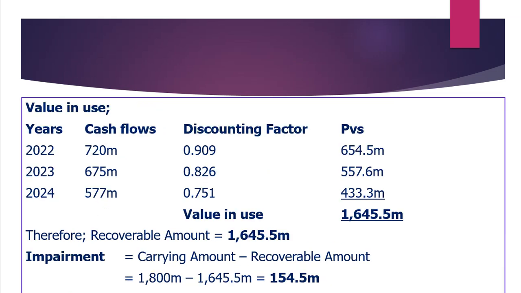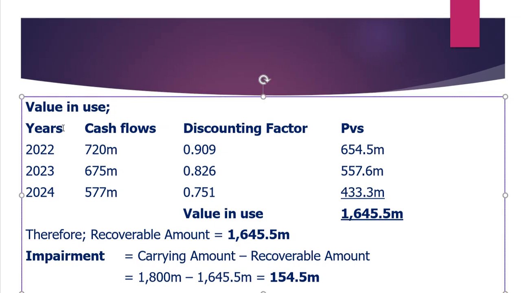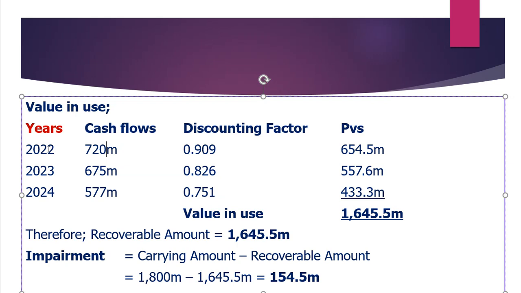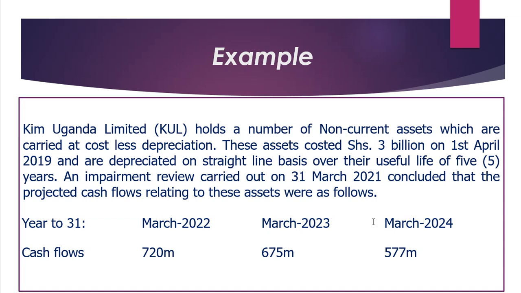And we are going to discount the expected cash flows from the assets over the remaining useful life. Now, we have the column for years here, as you can see. Let me paint it red. The column for years is here. Year 1 is 2022, year 2 is 2023, and year 3 is 2024. So now here we have a column for cash flows. In year 1, we expect to get 720 million. In year 2, we expect to get 675 million. And these figures are in the question. In year 3, we expect to get 577 million. So now, those are the cash flows.